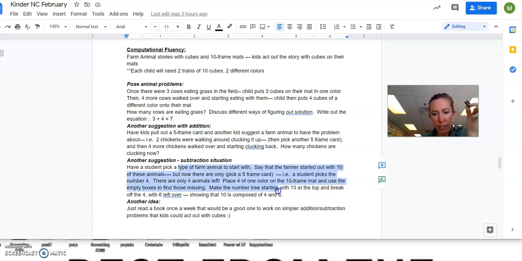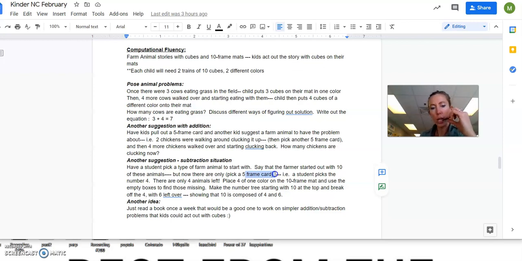Another suggestion with subtraction is to say that the farmer started out with 10 of a certain type of animal. So I pick on someone for the type of animal. Say it's chickens. He started out with 10 chickens. Go ahead and put 10 chickens on your 10-frame mat. And now I'm going to have a kid pick a 5-frame card and then 2. Oh my gosh. But the farmer looks out at dinner and he only sees 2 of the chickens. There's only 2 of the chickens left. What? Okay, go ahead and take those cubes off your board.